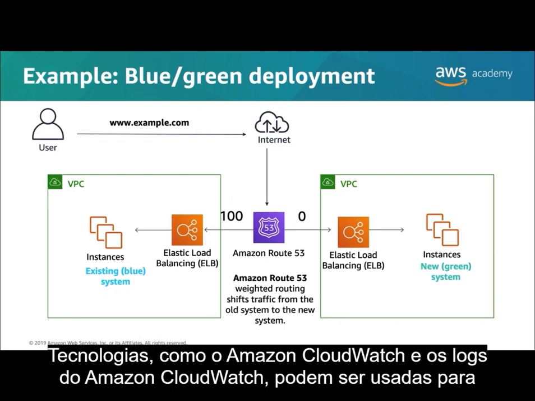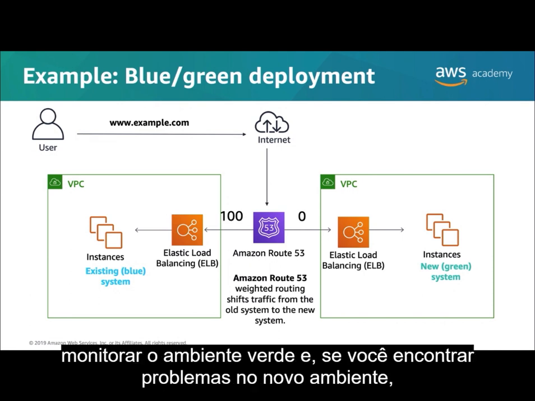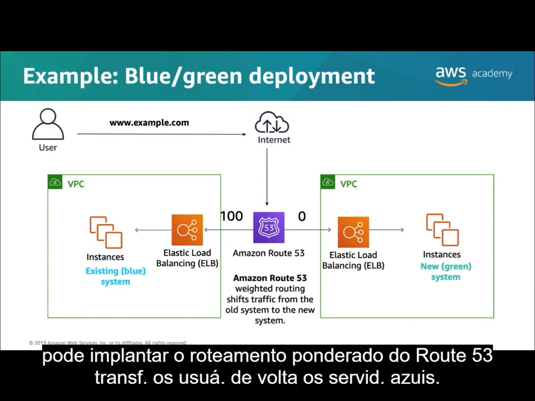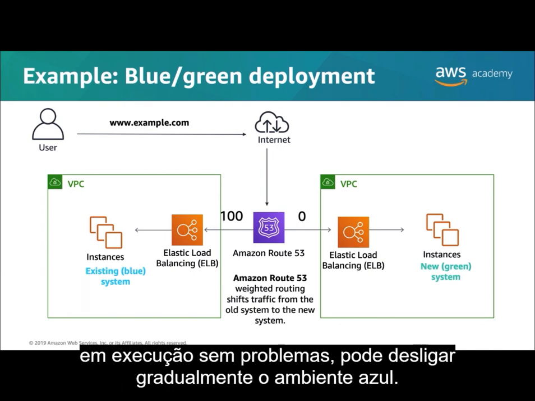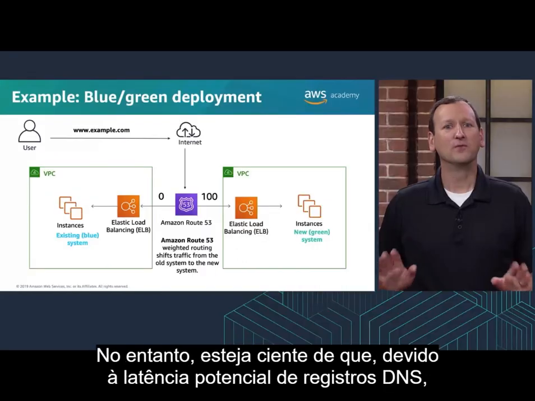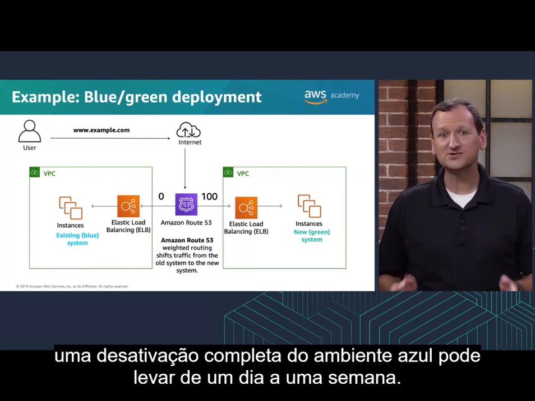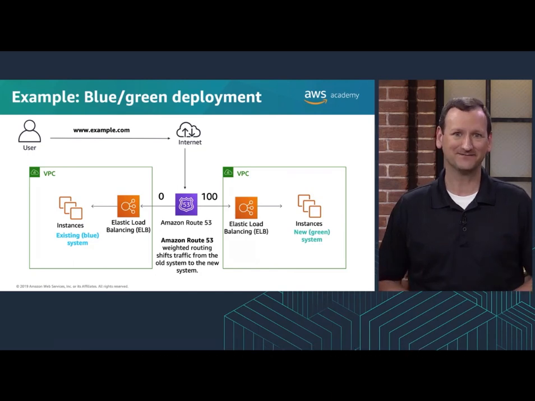Technologies like Amazon CloudWatch and Amazon CloudWatch Logs can be used to monitor the green environment. And if you find problems in the new environment, you could deploy Route 53 weighted routing to shift users back to the blue servers. And when you're sure the new green environment is fully up and running without issues, you could gradually shut down the blue environment. Though be aware that because of the potential latency of DNS records, a full shutdown of the blue environment could take anywhere from a day to a week.